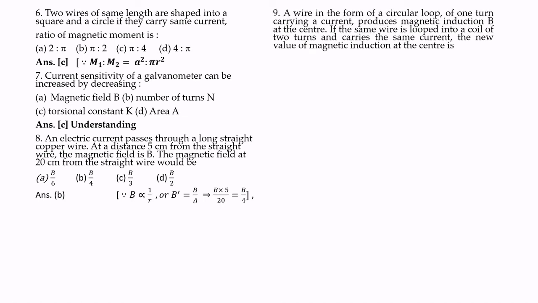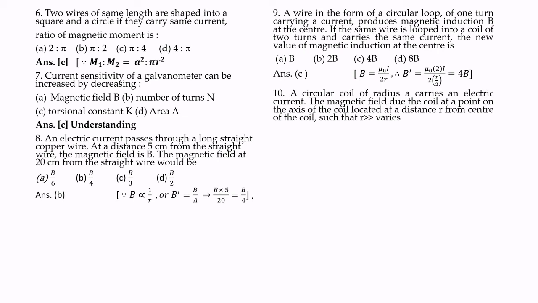Question number 9. A wire in the form of a circular loop of 1 turn carrying a current produces magnetic induction B at the center. If the same wire is looped into a coil of 2 turns and carries the same current, the new value of magnetic induction at the center is: B, 2B, 4B or 8B. The correct answer is C, 4B. Because we know B is equal to mu naught I over 2R. So we calculate B dash, which is equal to mu naught into 2I divided by 2 into R by 2. That is equal to 4B. Hence the correct answer is C.